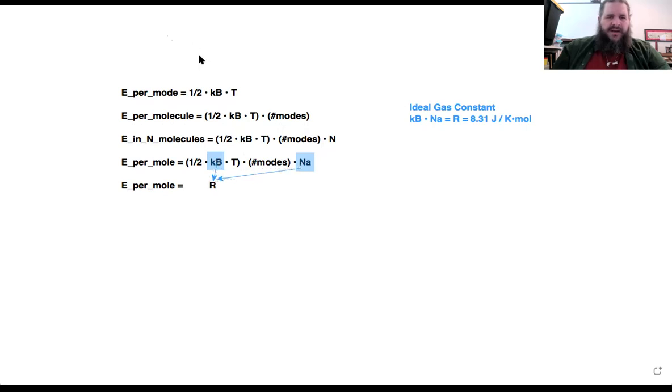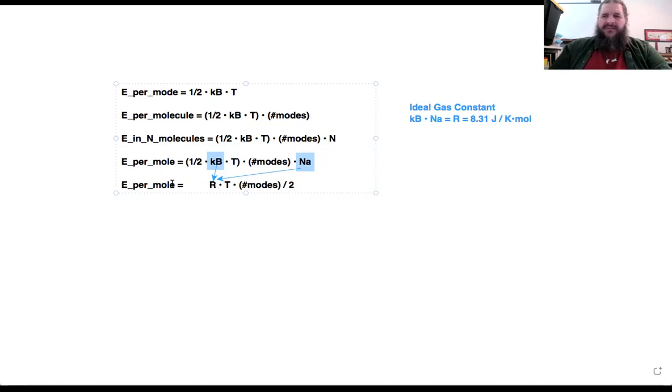And then we still have the times temperature, times number of modes, and then the times 1/2. I'll just write that as divided by 2. So R times T times number of modes divided by 2 is a much more convenient formula for energy per mole. Much more compact also. I think this is a lot easier to write out and a lot easier to work with than the whole thing from the previous step.